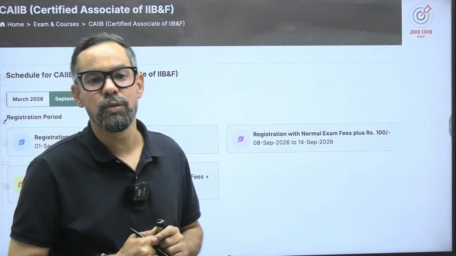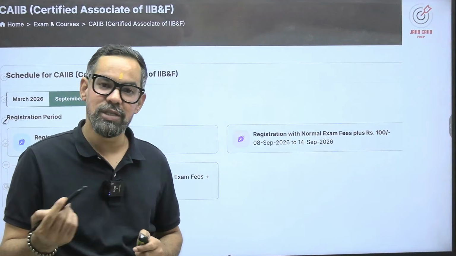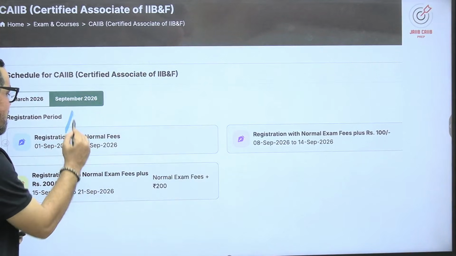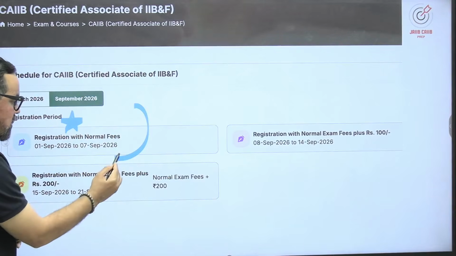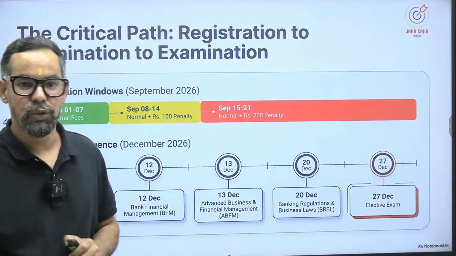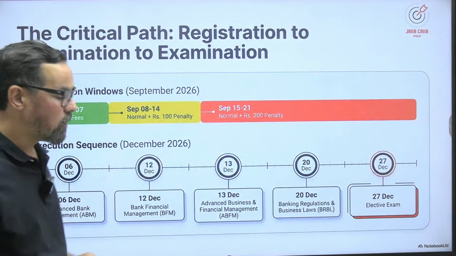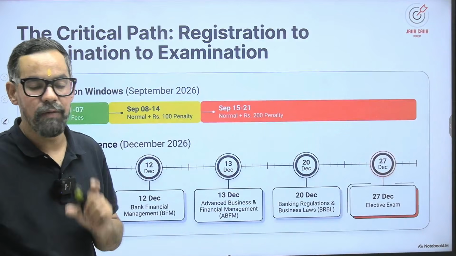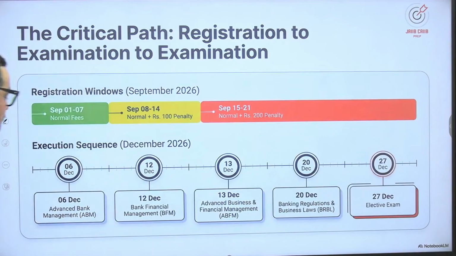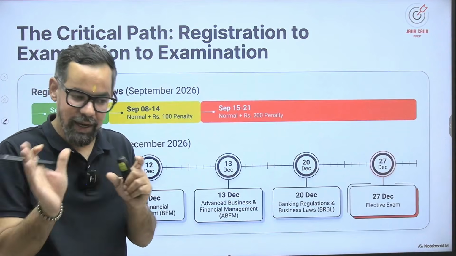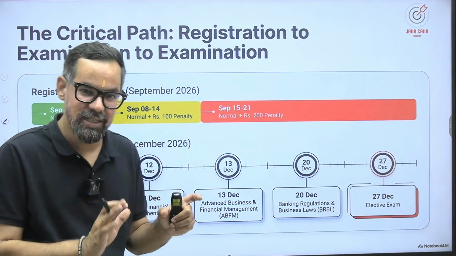When it comes to CAIIB, registration will start from September onwards, right? So from 1st September onwards, they will start taking registration for your CAIIB December 2026 examination. Now, the very important area is the exam dates. There is a slight change in the overall strategy this time, right?